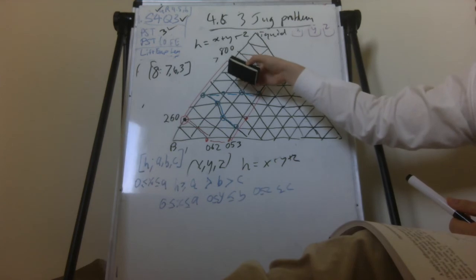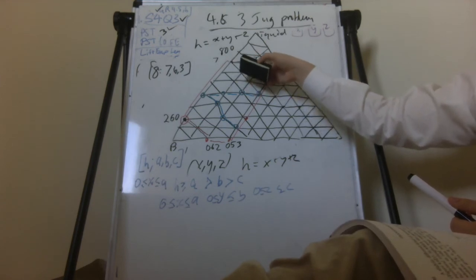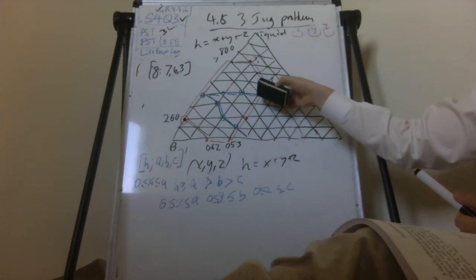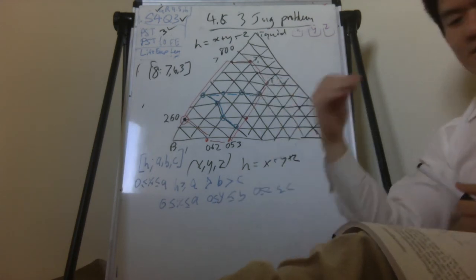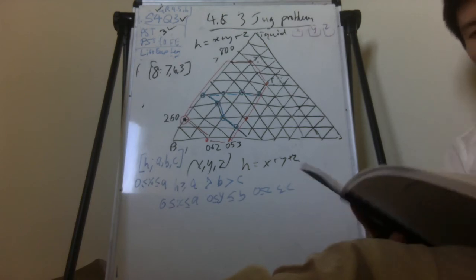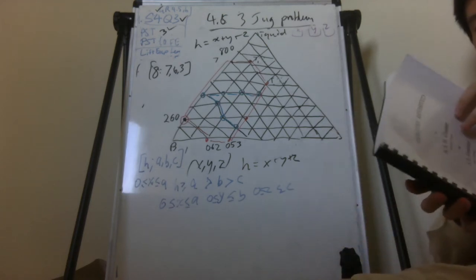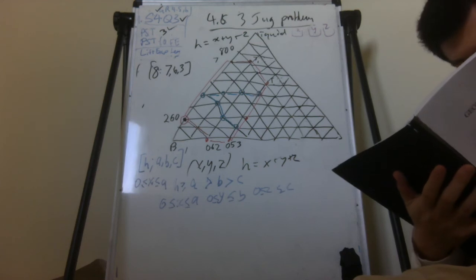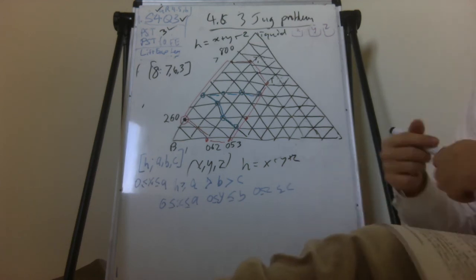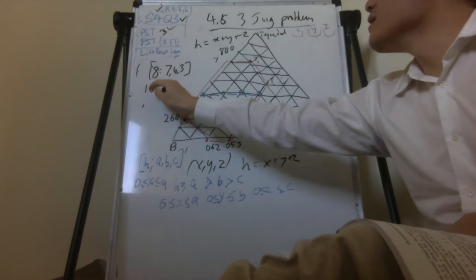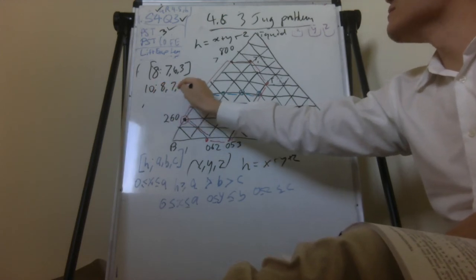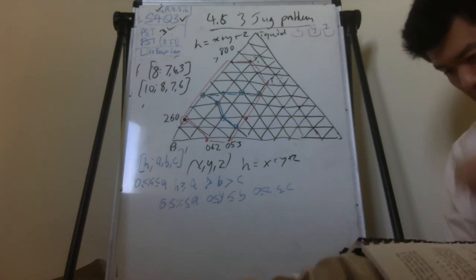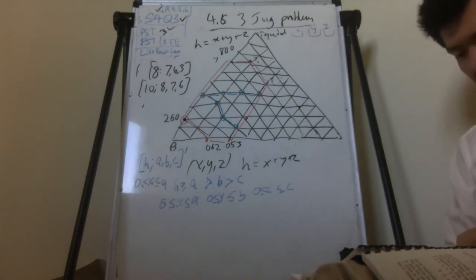Alright, let's not be lazy here and just... Okay, I don't know why I said let's not be lazy here and then became lazy. Okay. 10, 8, 7, 6. 10, 8, 7, 6. Okay, so 10 pints, 8, 7, 6.